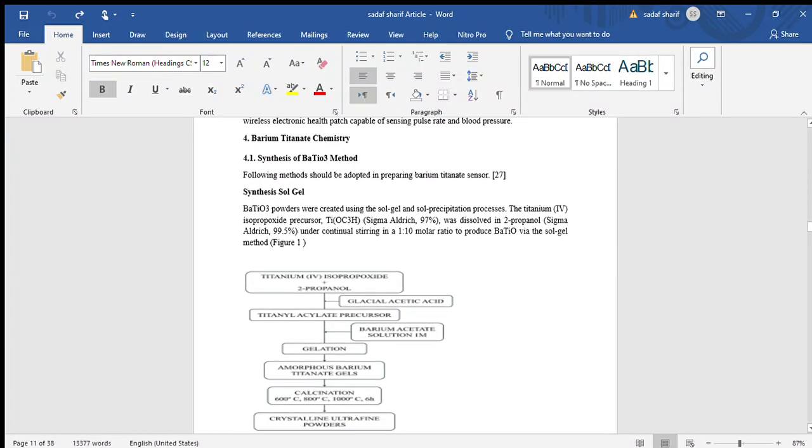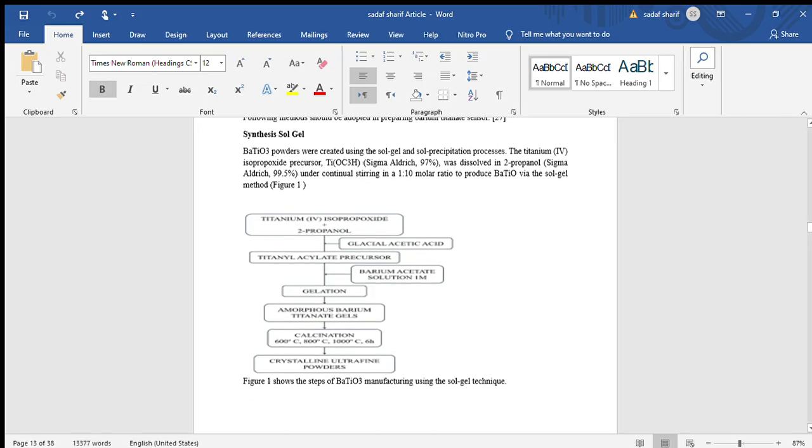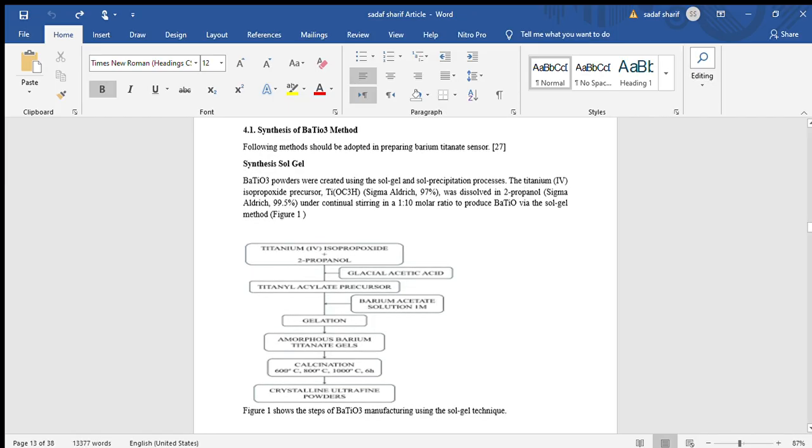Now, what are the methods that we use in synthesizing the barium titanate? The first method is the sol-gel method. What we do in this method is, first of all, we take titanium 4 isopropoxide and 2-propanol, and then glacial acetic acid is added. It becomes titanyl acylate, a precursor. After that, barium acetate solution of 1 molar quantity is added and it gives a gel. Amorphous barium titanate gel is formed; calcination at 600 or 800 or sometimes 1000 degrees Celsius results in crystalline fine powders that make the nanoparticles of barium titanate.